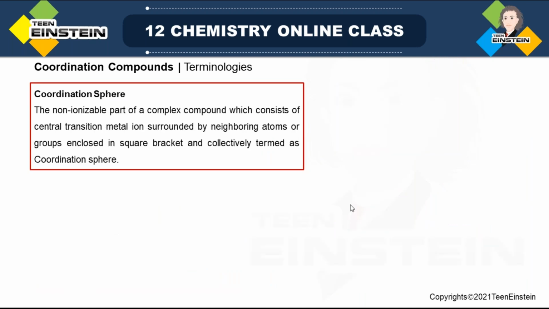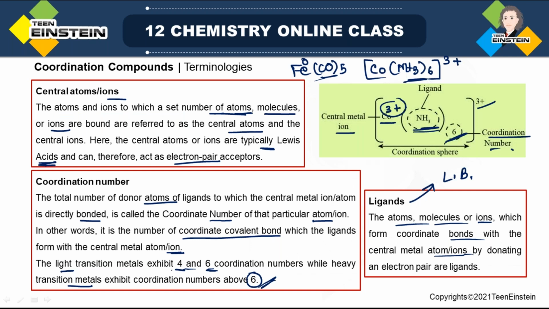The fourth term, coordination sphere. So this is the non-ionizable part of a complex compound. And what does it consist of? It consists of the central transition metal ion surrounded by neighboring atoms or groups, and it is denoted by a square bracket and collectively called the coordination sphere. So this is the coordination sphere, this total moiety inside the third bracket. Fine.